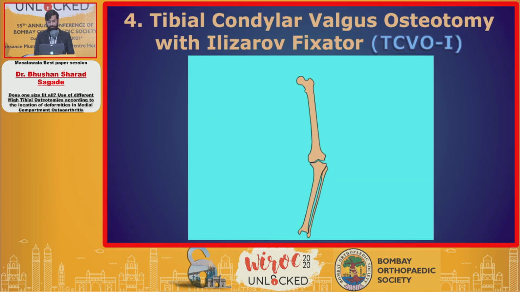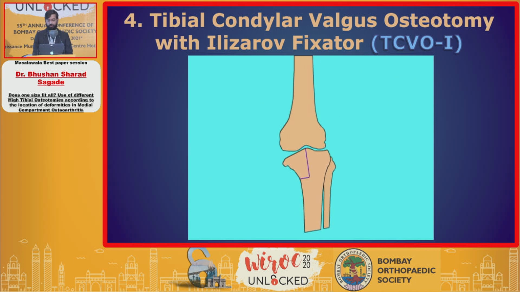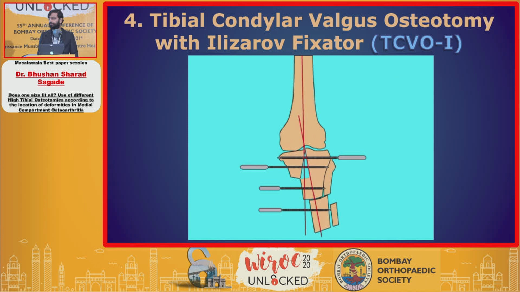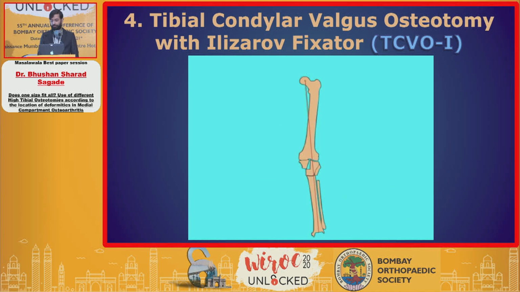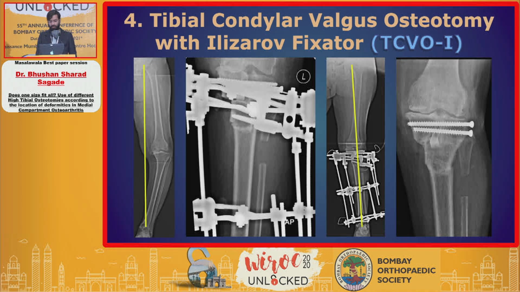The last is a tibial condylar valgus osteotomy with the Ilizarov fixator, which is a double-level osteotomy. The proximal intra-articular osteotomy is acutely fixed with screws and pins after correcting the intra-articular deformity. A second distal extra-articular dome osteotomy allows gradual and complete correction of mechanical axis in patients with severe varus. A large intra and extra-articular varus corrected with a double-level TCVO-I like such.